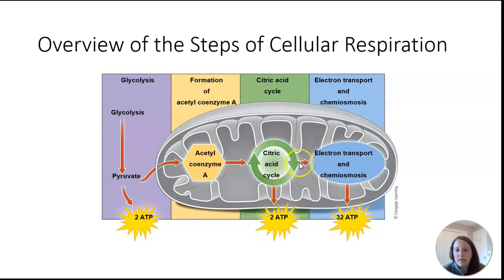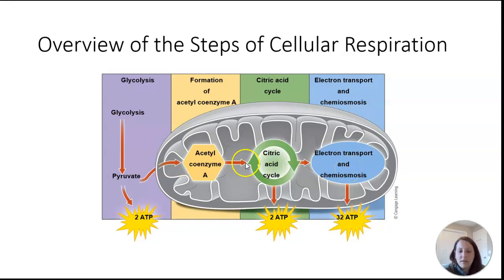And then all of the NADH and FADH2 that's made during glycolysis, the formation of acetyl-CoA and the citric acid cycle, all of those molecules end up here at the electron transport chain. And this process, again, we won't talk about until the third part of this chapter. It happens on the intermembrane. This is where the membrane proteins are located. And this is where the bulk of the energy is made. So about 32-ish ATP are made during the electron transport chain in chemiosmosis.